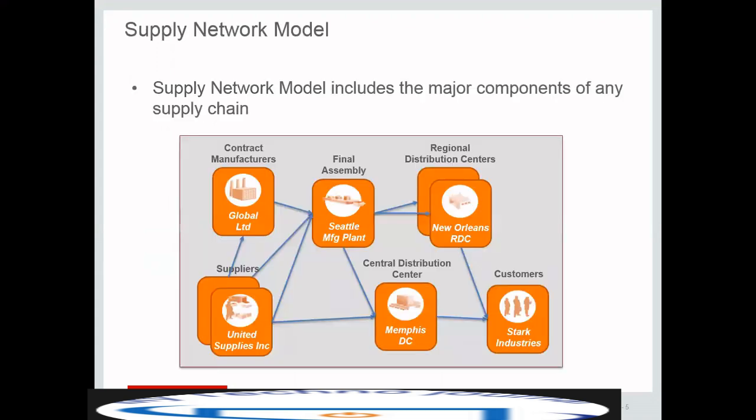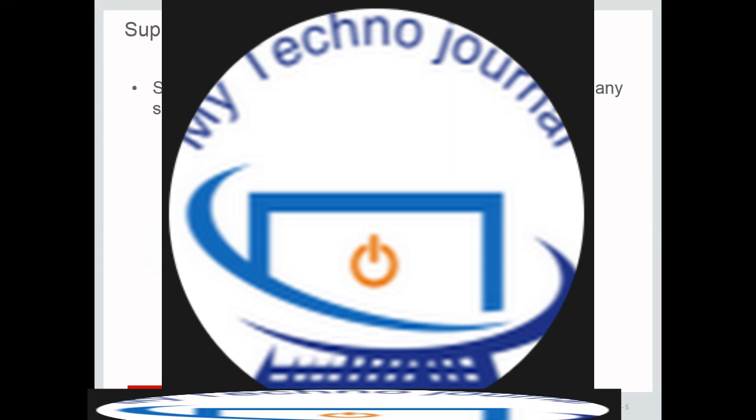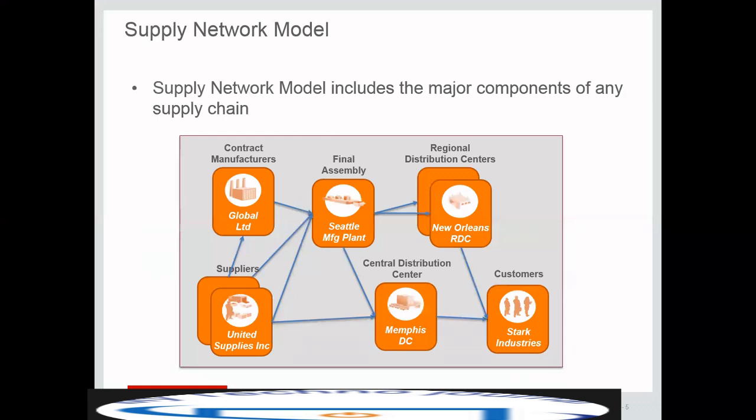The supply network model includes the major components of your supply chain. Okay, so what are these major components? Your suppliers, then your manufacturing organizations, your contract manufacturers, your distribution centers, both your central and regional distribution centers, as well as your customers. So these are all the different elements of your supply chain.